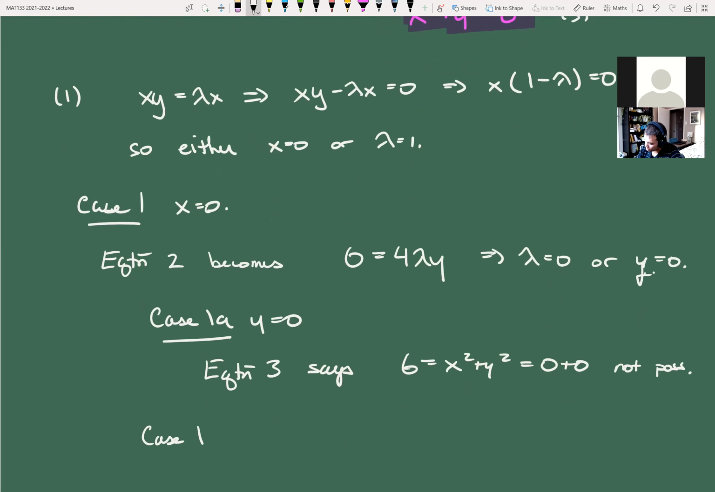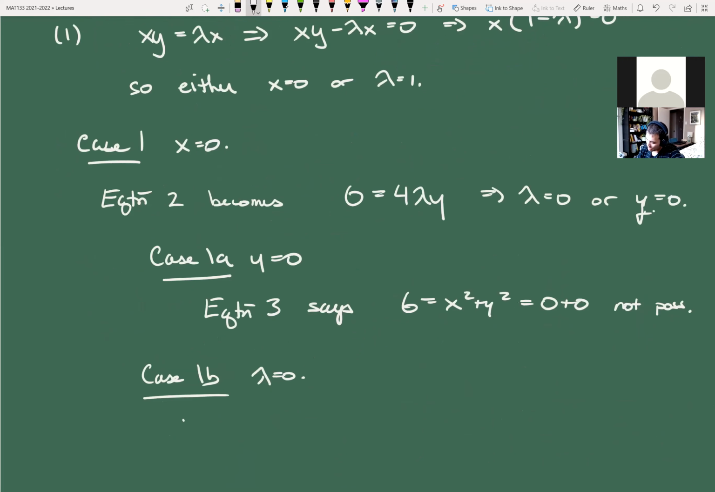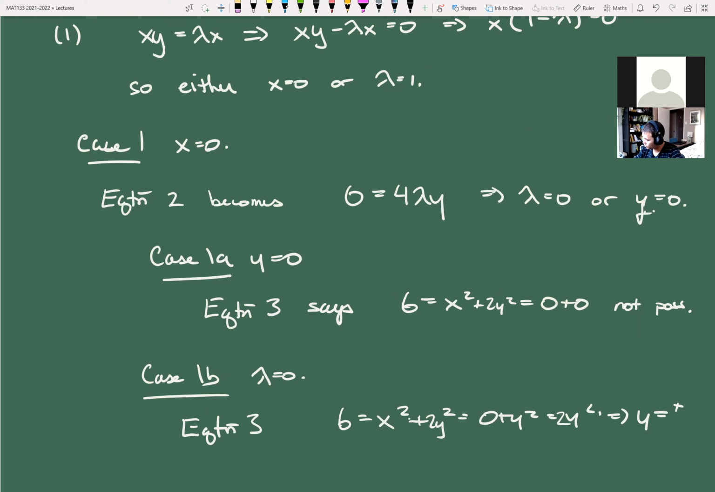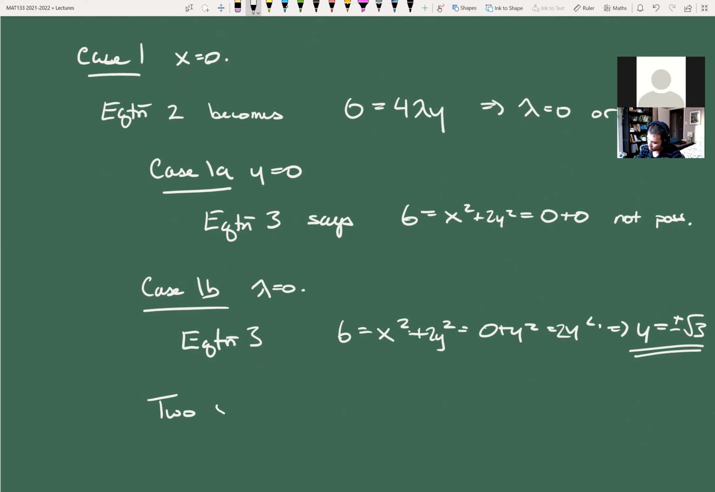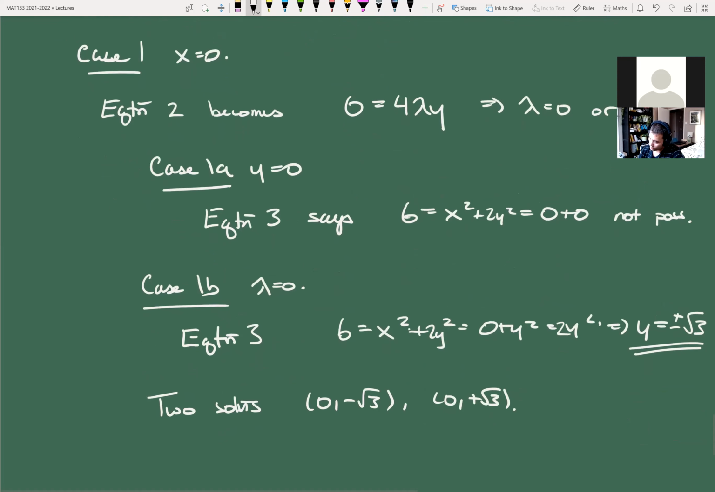So case 1b is lambda equals 0. Now equation 3 says that 6 must be equal to x squared plus 2y squared, which is 0 plus 2y squared, so y is plus or minus root 3. That's what I was saying about not having to worry about whether y was plus or minus root 3, because we catch it in Lagrange multipliers. So that gives us two solutions: 0 and negative root 3, and 0 and positive root 3. That's case 1.